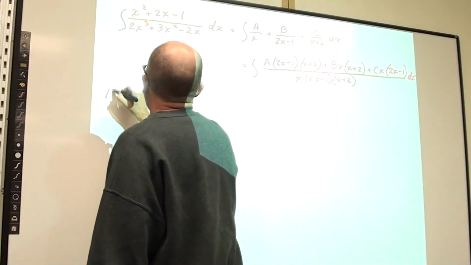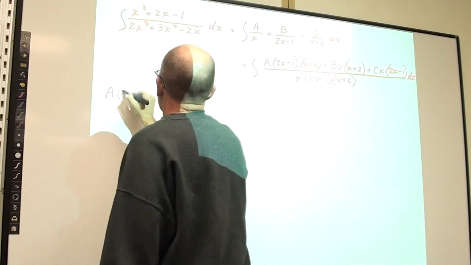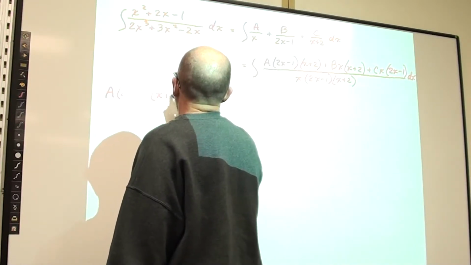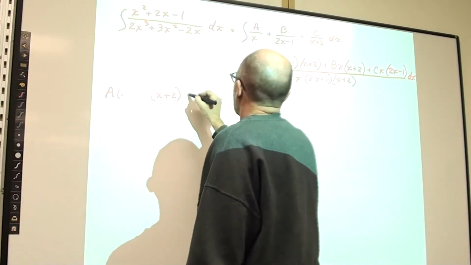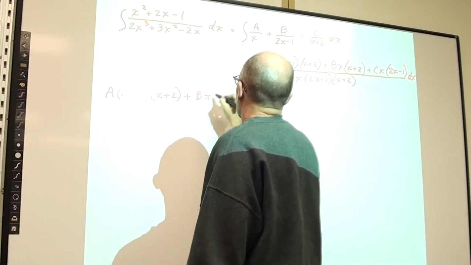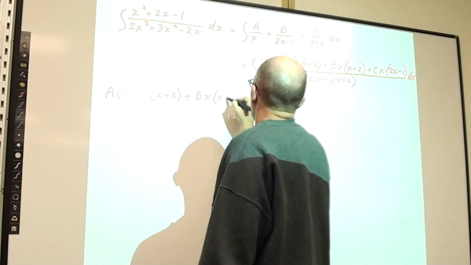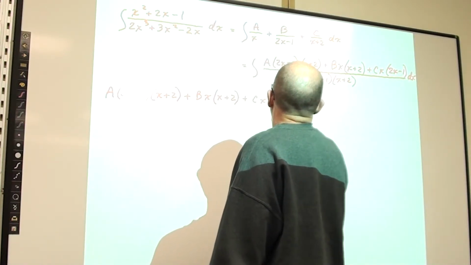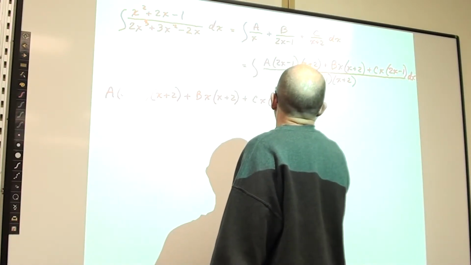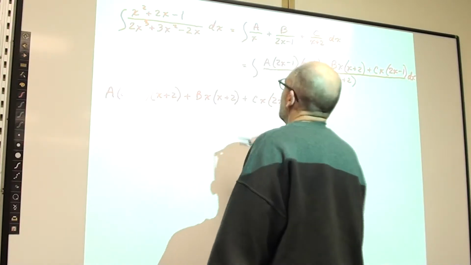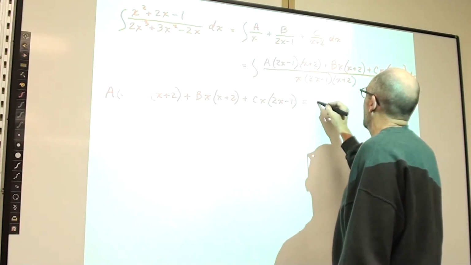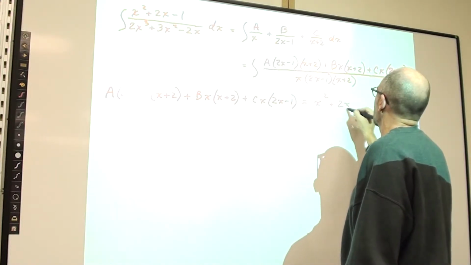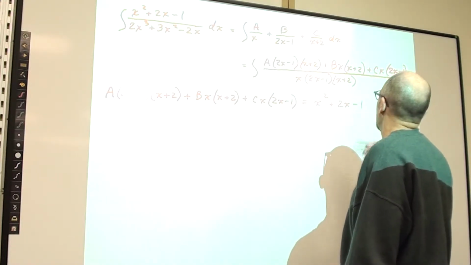So we go a times 2x minus 1 times x plus 2 plus bx times x plus 2 plus cx times 2x minus 1 has to equal x squared plus 2x minus 1.